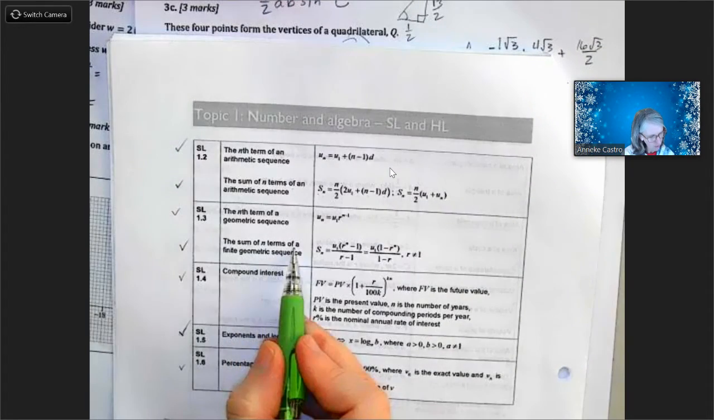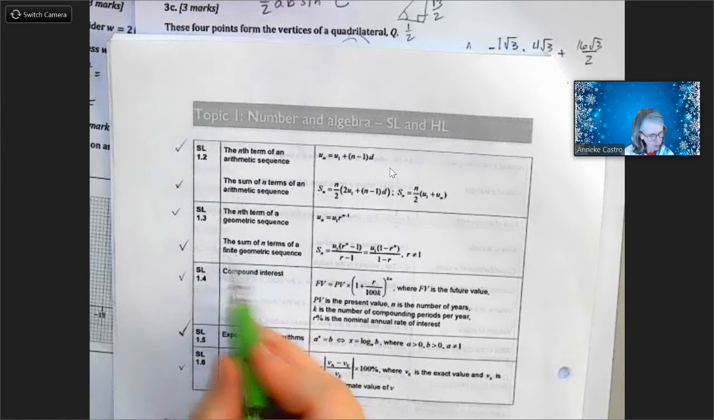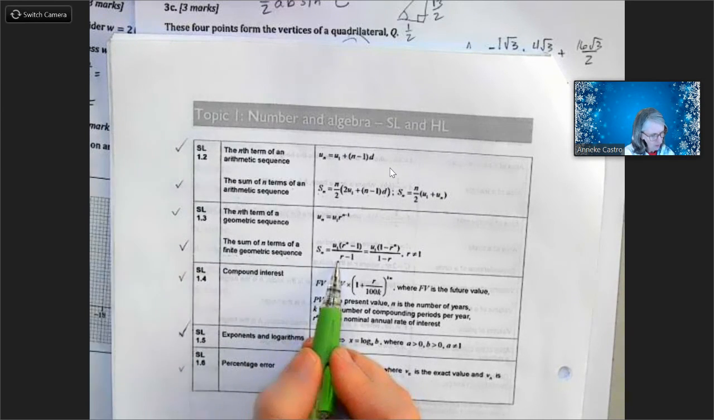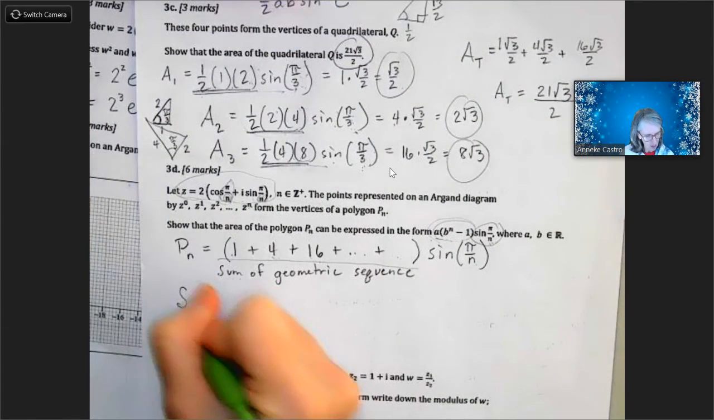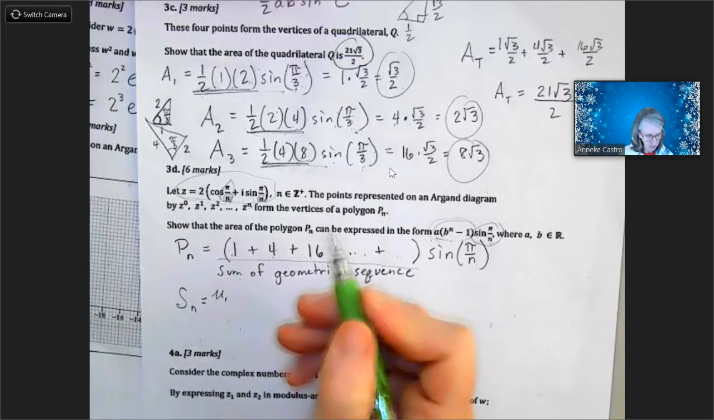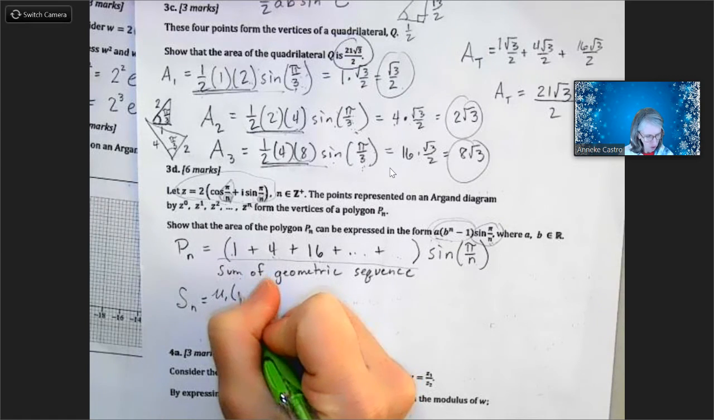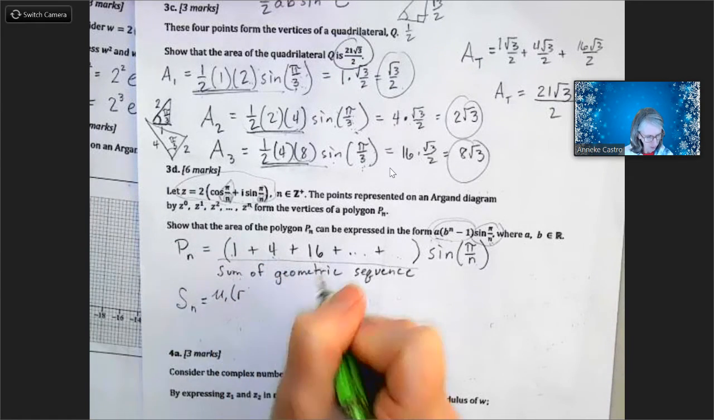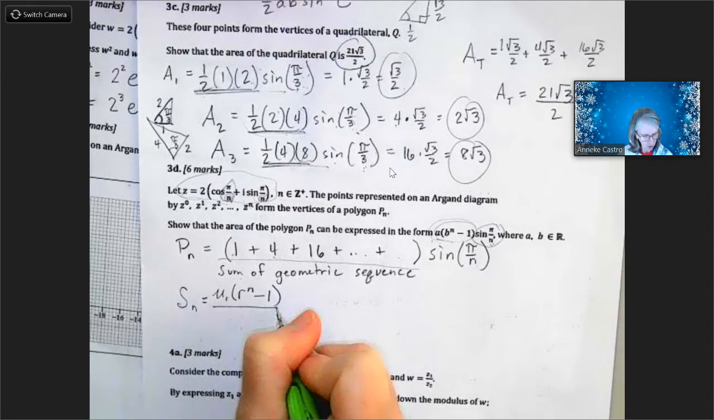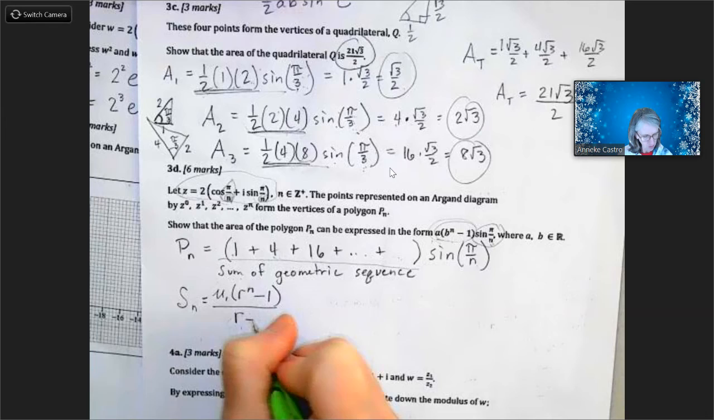Find the sum of n terms of a finite geometric sequence. We're taking the finite geometric sequence because we're going to have a number n. We're going to know what the last term is. Okay, and here's our formula, so I'm going to copy this down. The sum of a geometric sequence is the starting value times the common ratio, that means what are you multiplying by each time, raised to the n, there's our n, minus 1, all divided by the common ratio minus 1.